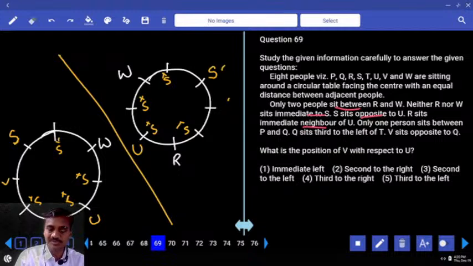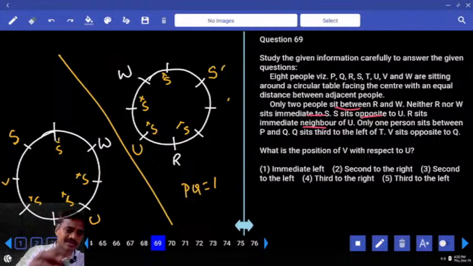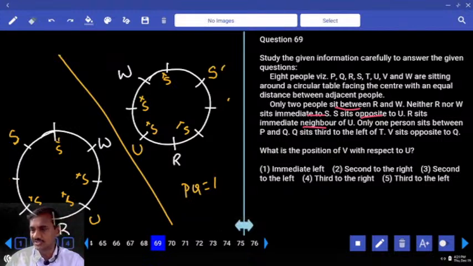And there is only one person between P and Q. That means P and Q must be in the alternate places. P and Q must be in the alternate places. Clear? P and Q are in the alternate places.